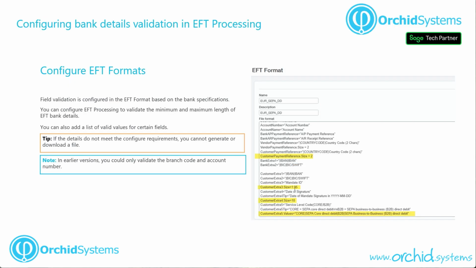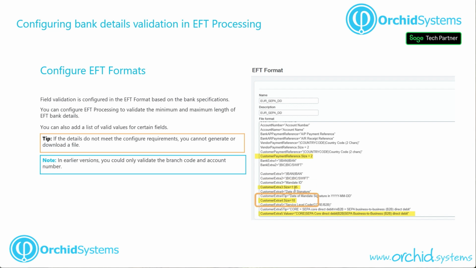The validation rules are applied in the EFT format. For example, in this particular Europe SEPA direct debit format, the customer payment reference needs to be exactly 2 characters long. The customer extra 3, which is configured to be the mandate ID, must be 1 to 5 characters long.